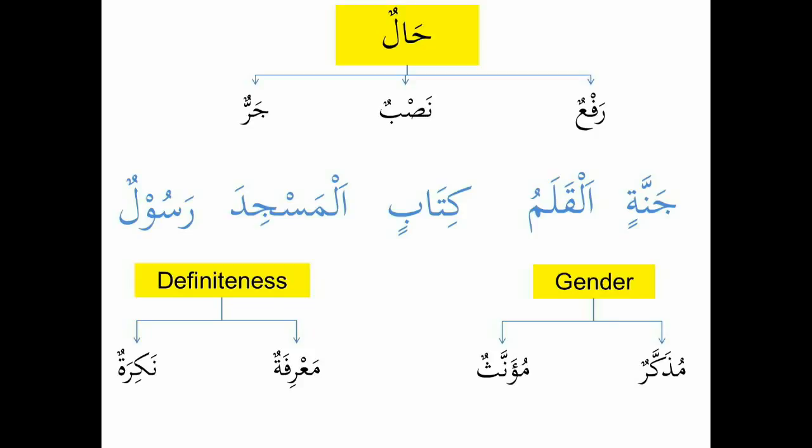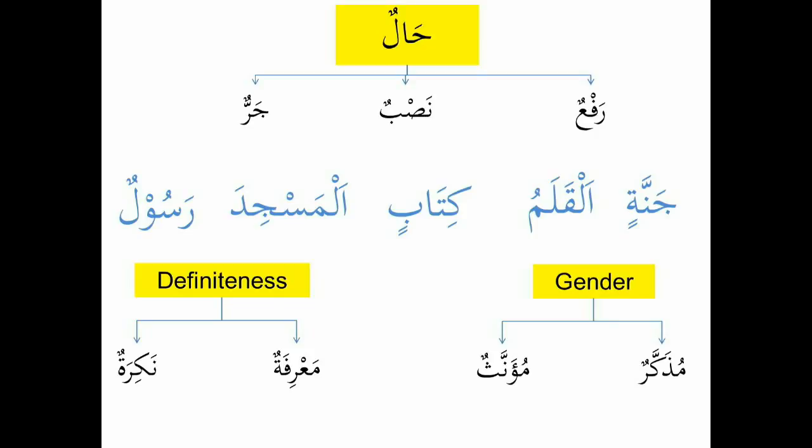Jarrun. What's the definiteness? Nakira, no al, tanween, nakira. What's the gender? Mudhakkar or mu'annath? Mudhakkarun. Remember, if there's no sign, no dual body part, no female name, and it's not one of those lists for now, then you just say mudhakkar.